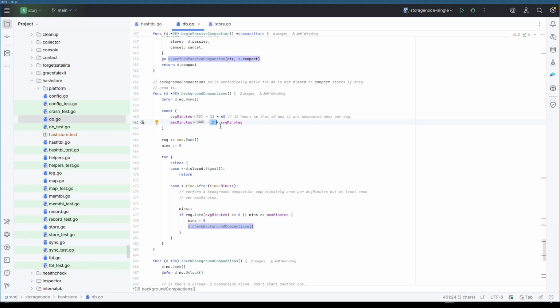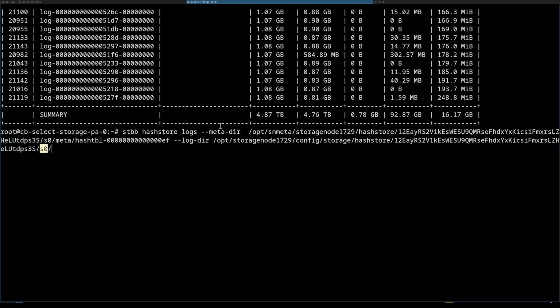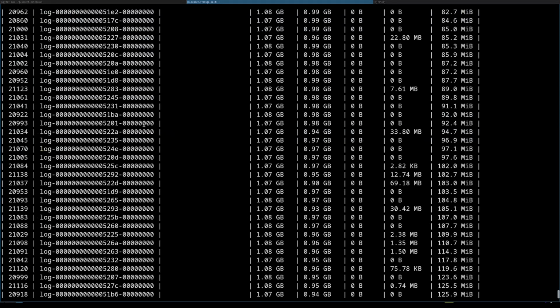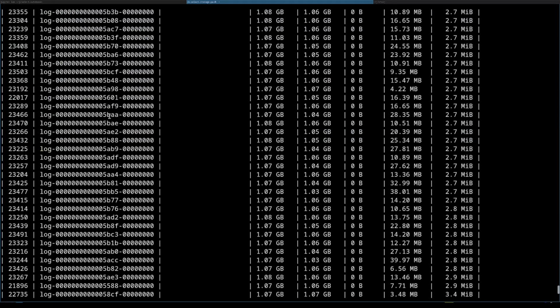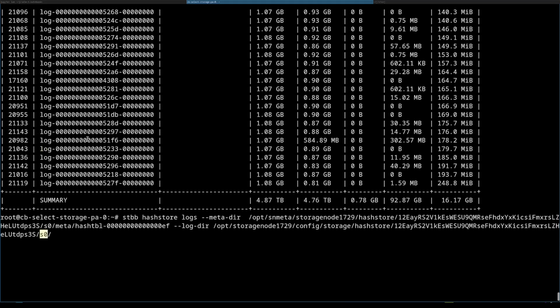This makes the network more resilient because it's not the same time when all of the storage nodes are compacting, but it's kind of random. And with compaction, what the software will do is just iterate over all of the log files and check what can be rewritten to a new file without the overhead.